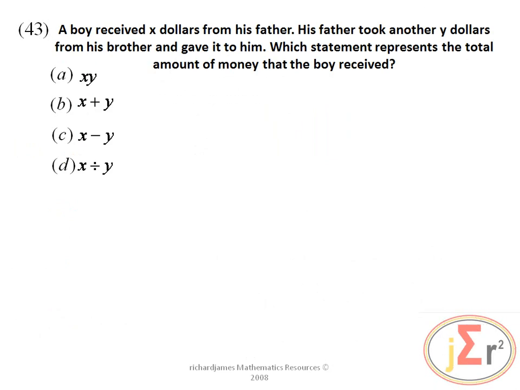A boy received X dollars from his father. His father took another Y dollars from his brother and gave it to him. Which statement represents the total amount of money that the boy received?